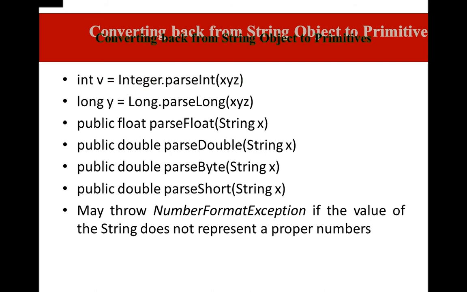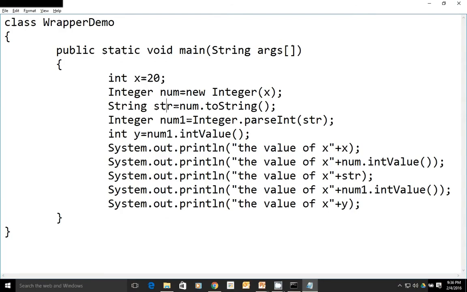You want to convert back from string object to primitive types directly, that is possible: int v equal to Integer.parseInt of xyz, where xyz is a string. Here we do it in a little more detail, like num1.intValue(), here Integer.parseInt of str, where str is the string. It returns an integer value. When it returns an integer value, either you can use int y equal to Integer.parseInt of str, or you can write Integer num1 equal to Integer.parseInt of string. Either is okay.